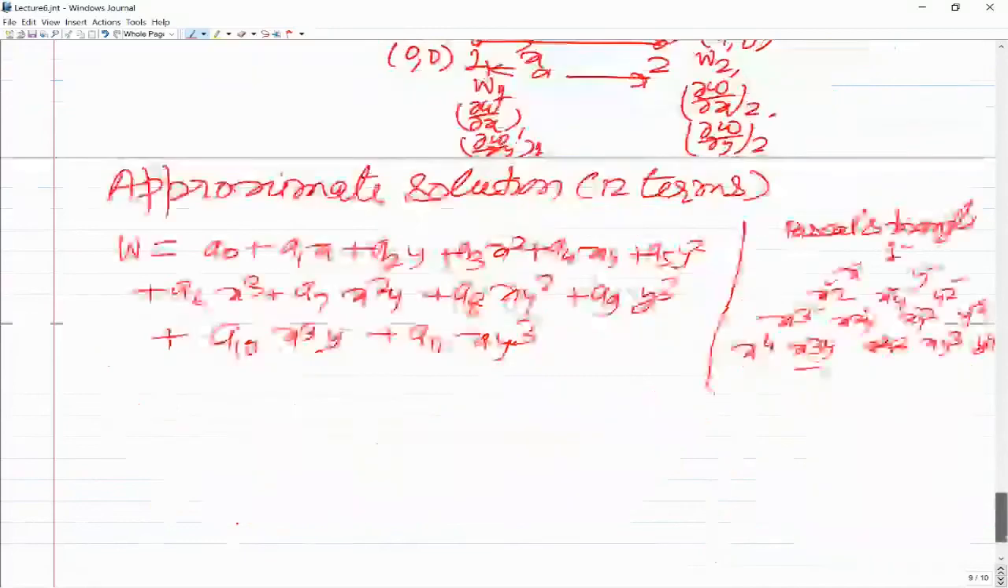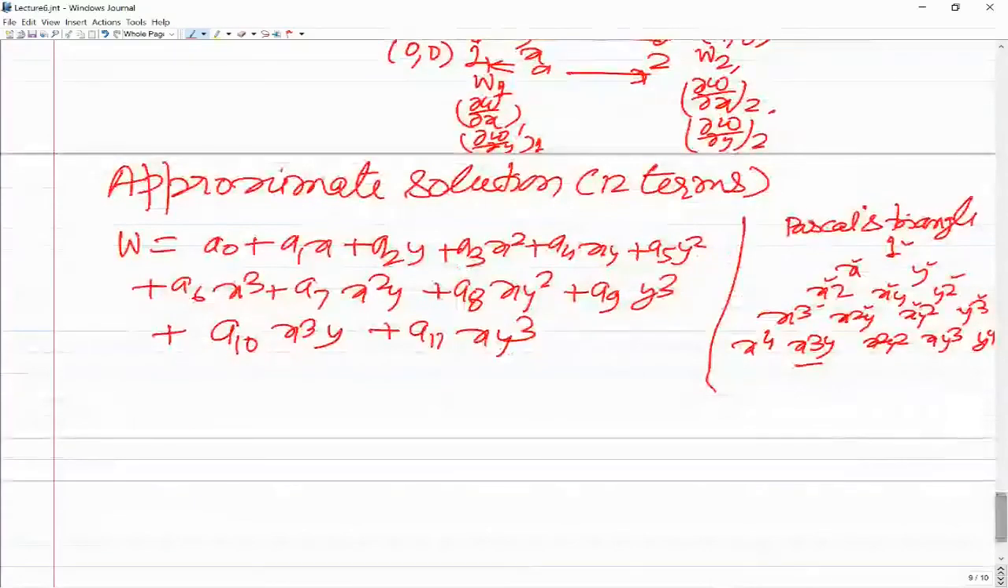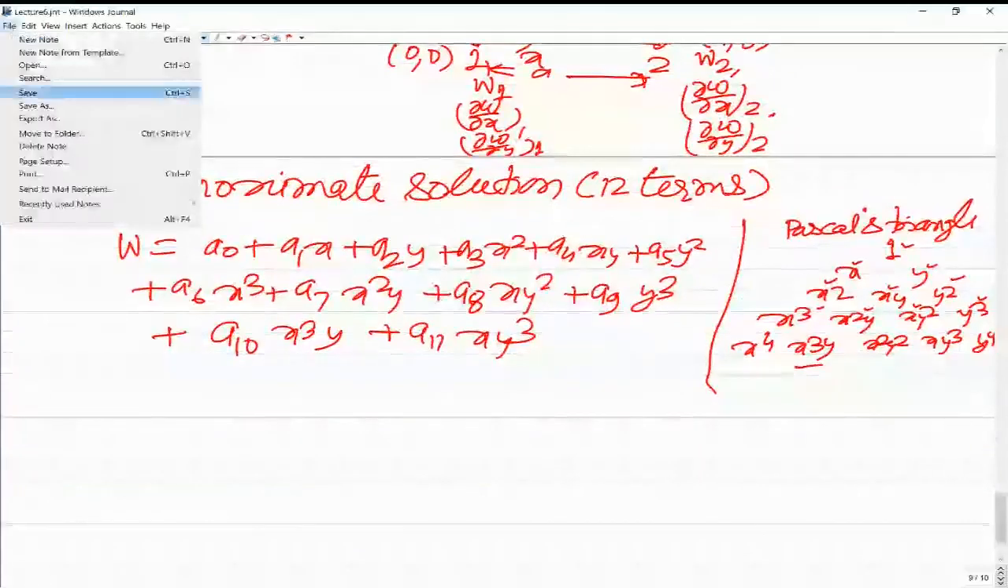But next thing is we need to check the compatibility. So I think I will discuss whether the element is compatible or incompatible in the next class. So I will continue in the next class. So I want to stop here. If you have any questions and doubts, you can ask.